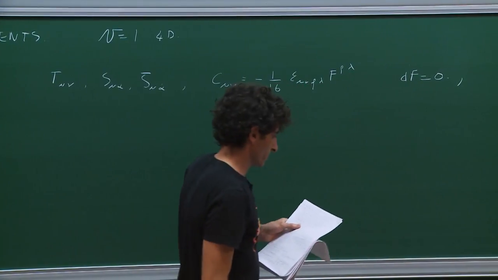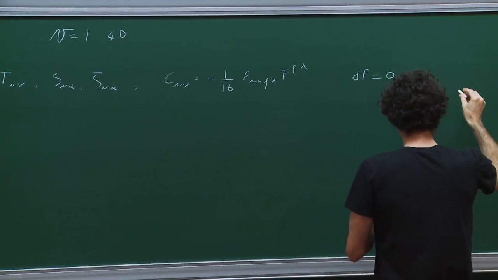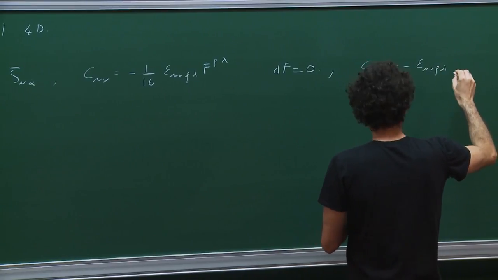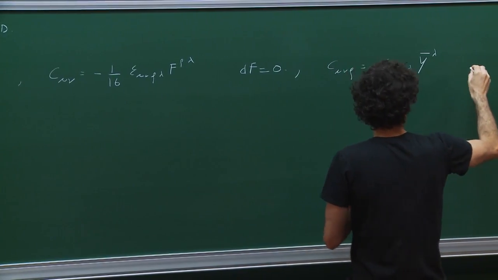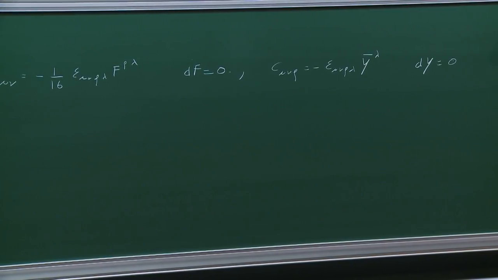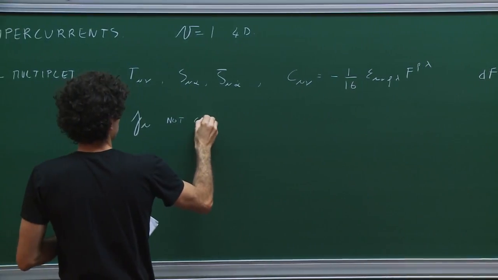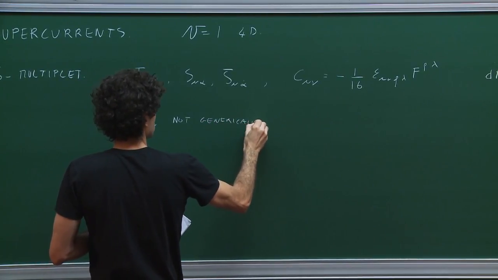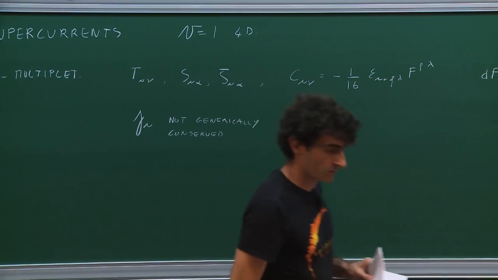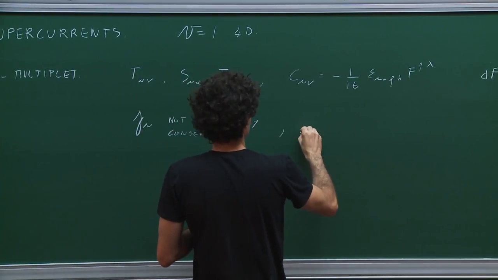Then there is also a domain wall current, which is given in terms of a one-form Y, which is complex and also closed. And finally, there is an R current which is not generically conserved. Indeed, a generic N=1 field theory in 4 dimensions does not need to have an R symmetry. Then there is a real scalar.